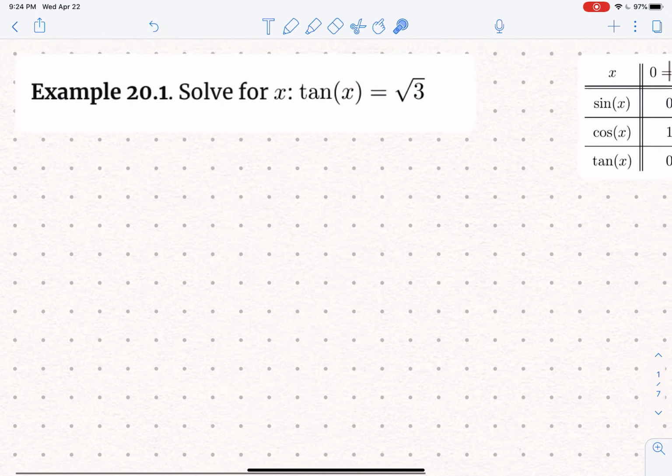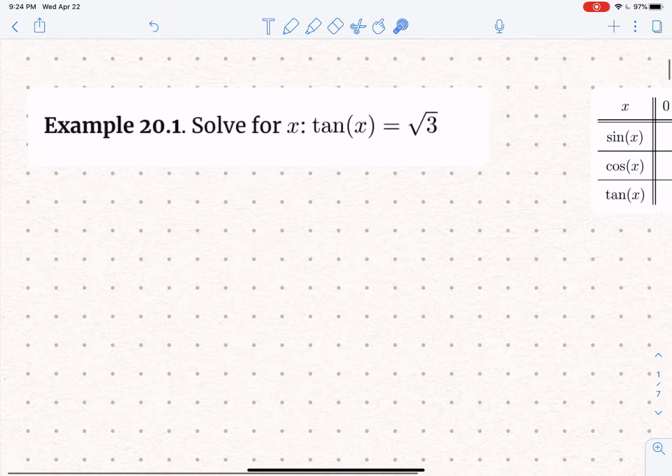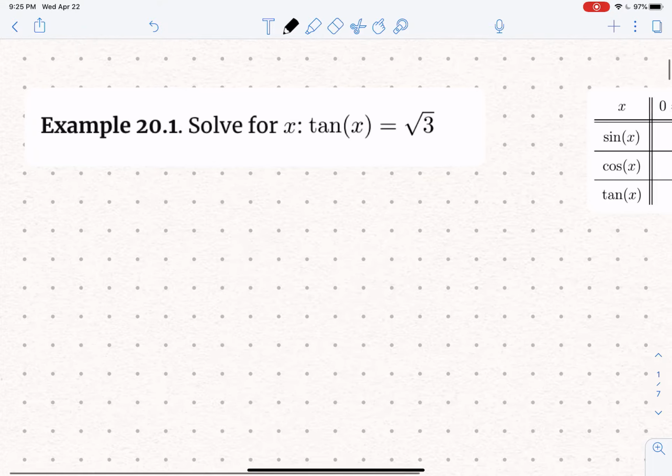Here we go. This is example 20.1. Solve for x. Tangent x is equal to radical 3. That's our equation. Now, you'll notice that the unknown, the x, is inside the tangent function, so it's like an angle. And this is like asking what angle x has tangent equal to radical 3. And the fact of the matter is one of those angles, x, we can find just by knowing our trig functions at basic angles. So let's see.